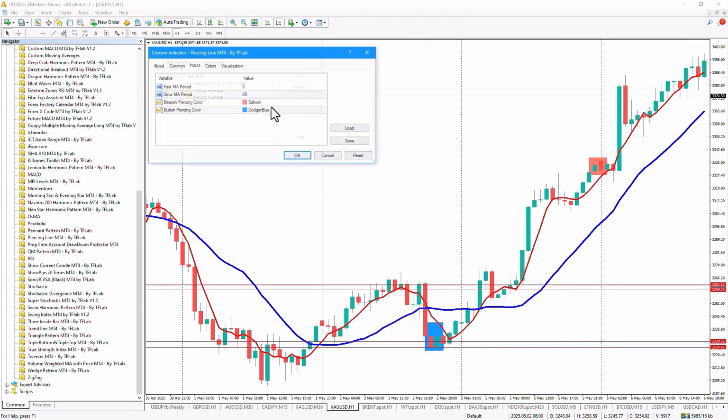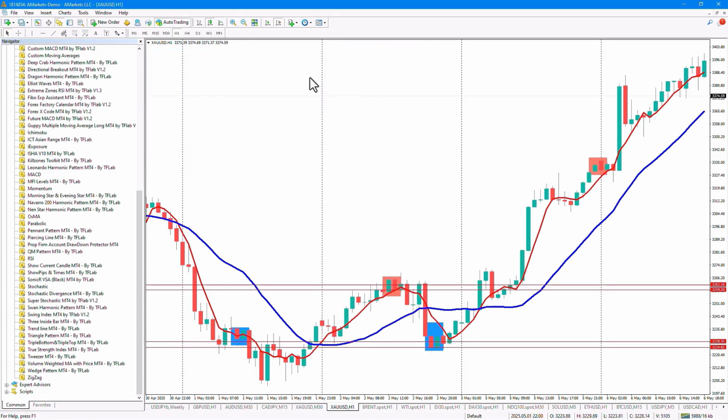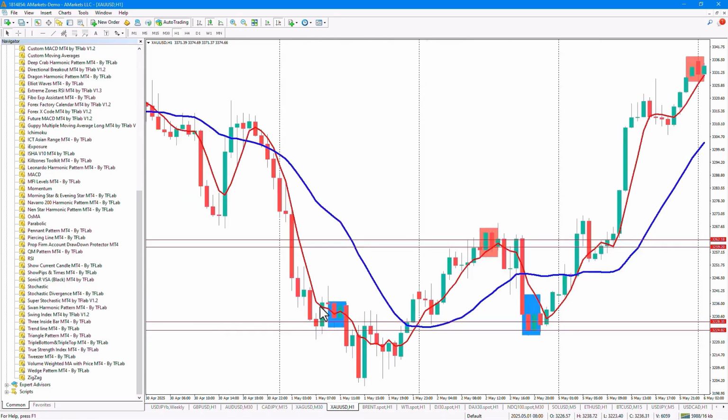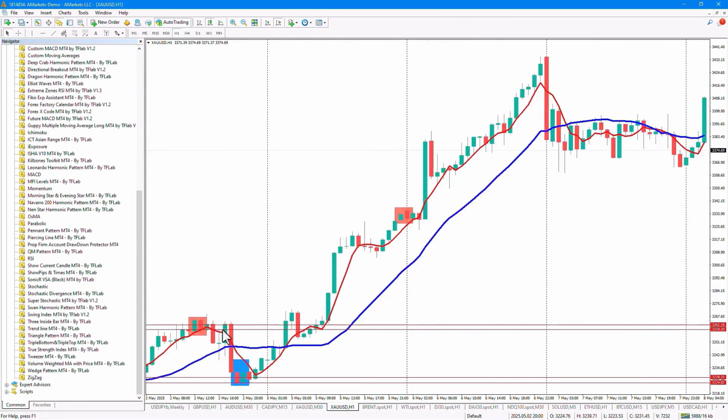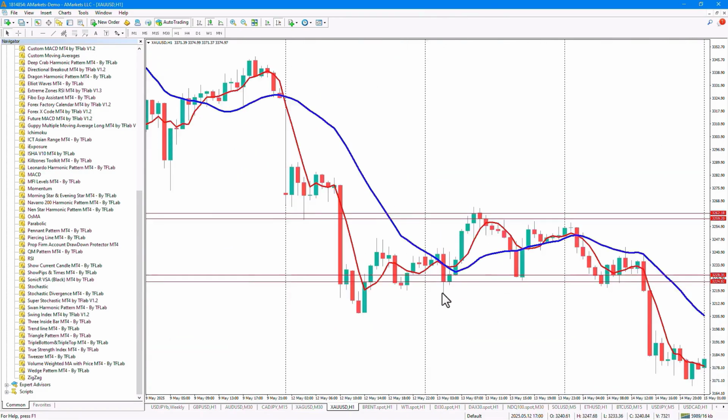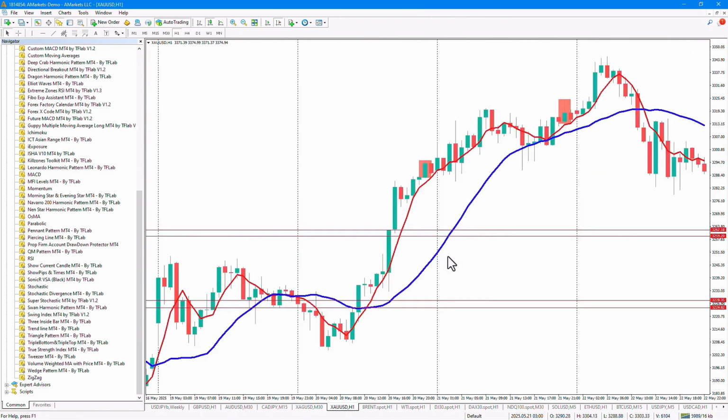Now here, I'm going to change some values. For example, I'll set this value to 10 and this other one to 50, just as an example. The more we increase these values, the moving average periods will also change, and the way patterns are identified will vary depending on how the moving averages are set.